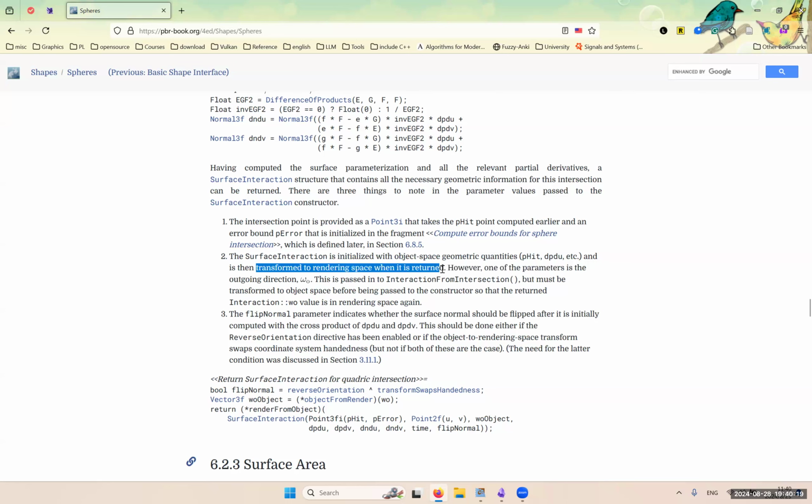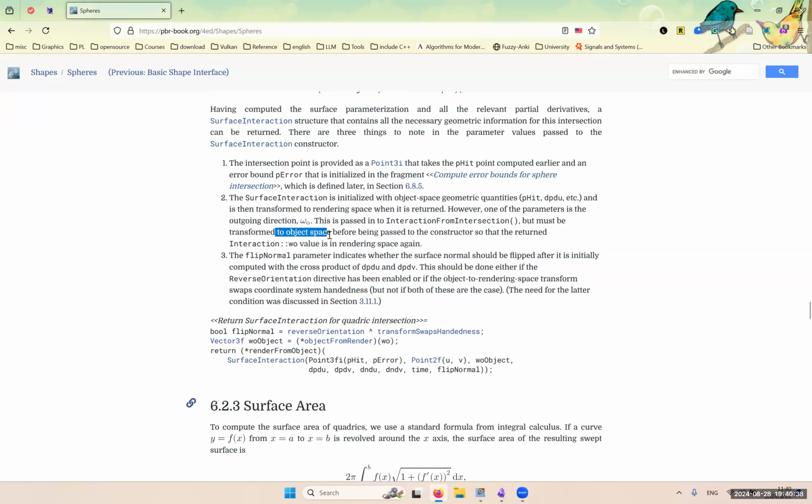Is transformed to render space when it returns. One of the parameters is the outgoing direction omega. It must be transformed to object space before being passed to the constructor, so that the returned interaction's omega O value is in rendering space again. Okay.